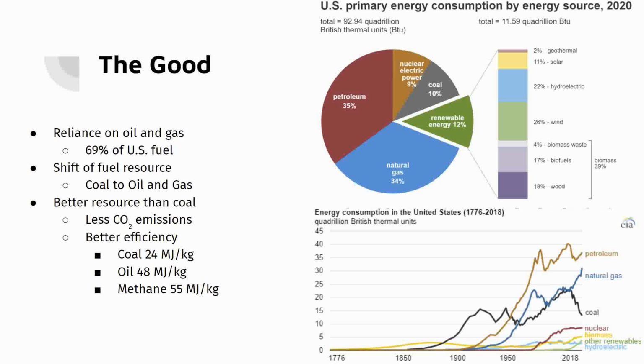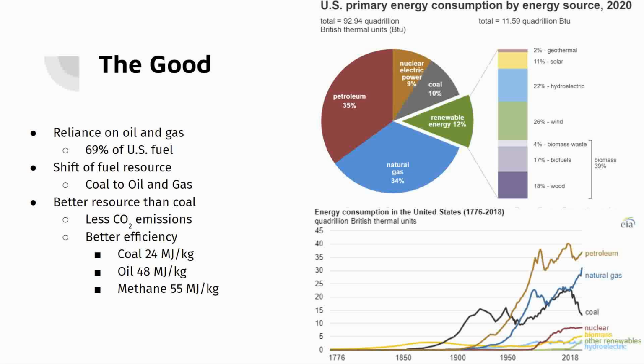The good. Reliance on oil and gas. In the U.S., many different sources are used for energy. In the United States, natural gas provides 34% of the energy source, and oil provides 35%. Together combined, oil and natural gas provide 69% of the country's energy source.